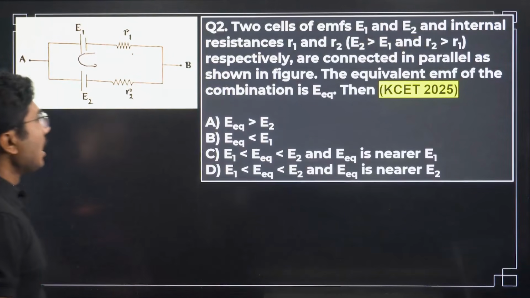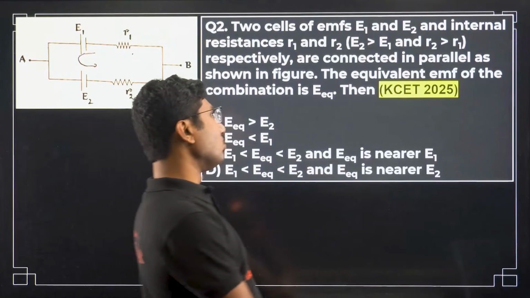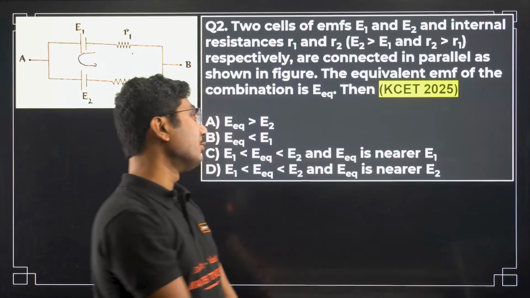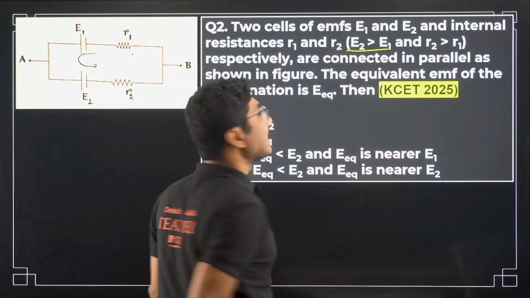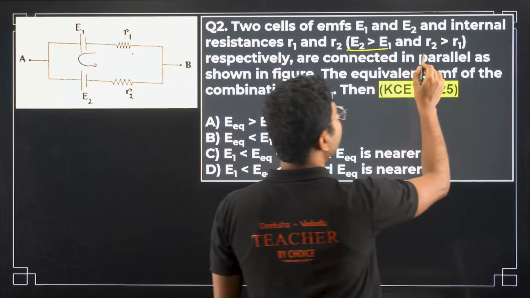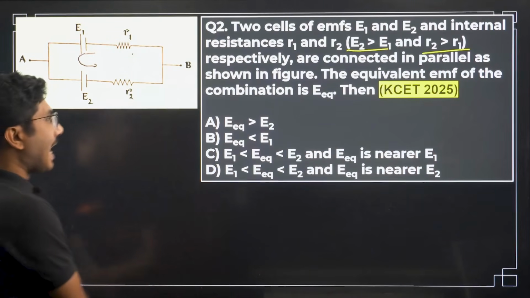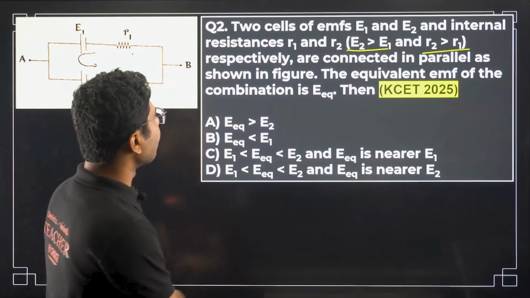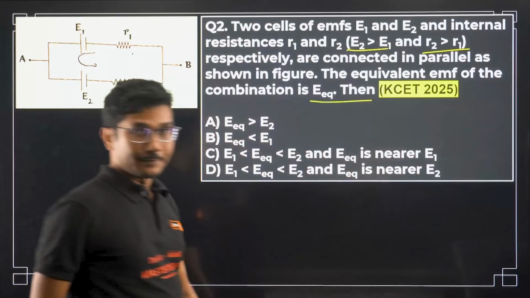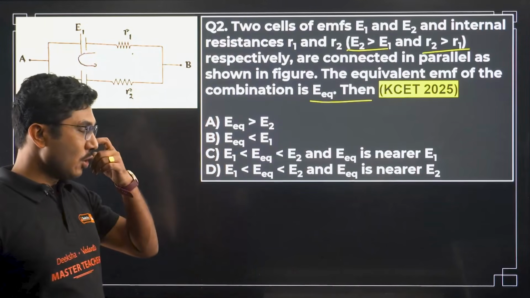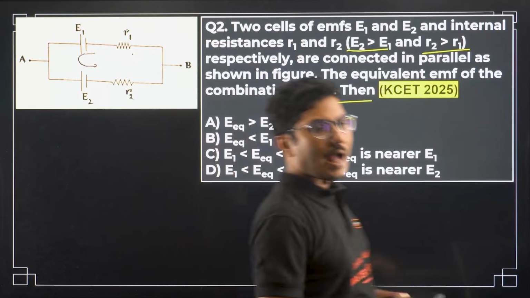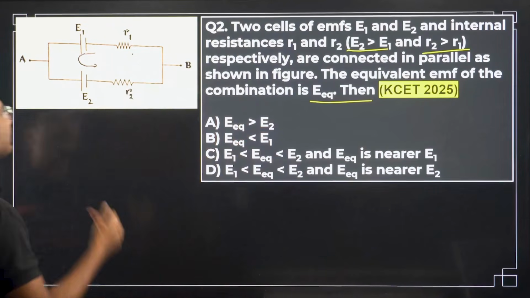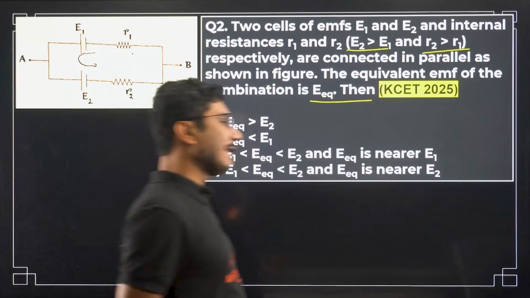Next question, two cells of EMF E1 and E2 and internal resistances R1 and R2. Here it is given that E2 is greater than E1 and R2 is also greater than R1, respectively, connected in parallel as shown in the figure. The equivalent EMF of the combination EQ is, then there are a few conditions that you have to find. Now this is a very unique question and you cannot solve this question directly. For that you have to assume some values, very important, and it is very essential.